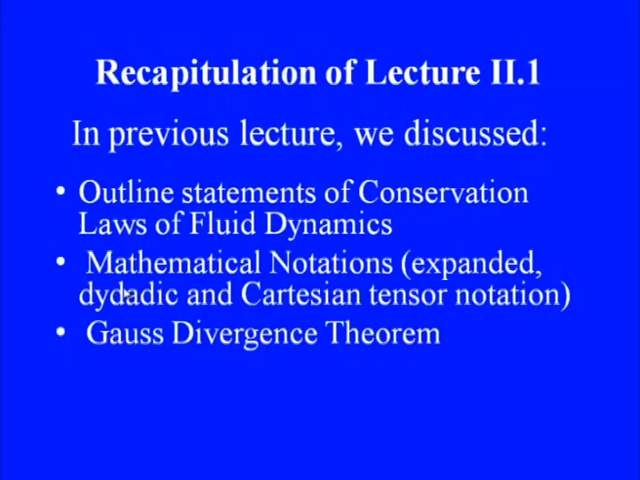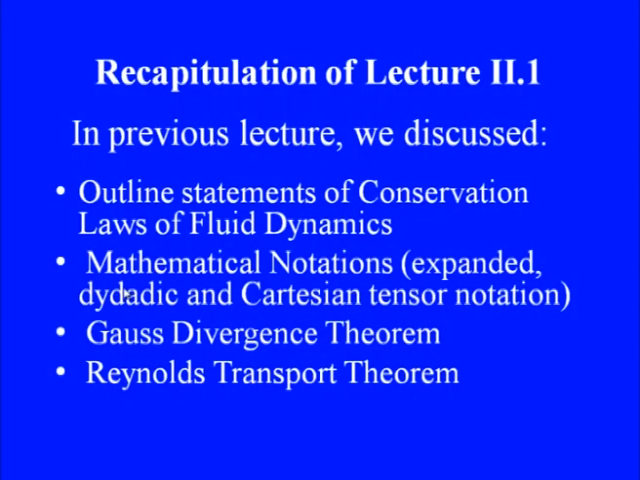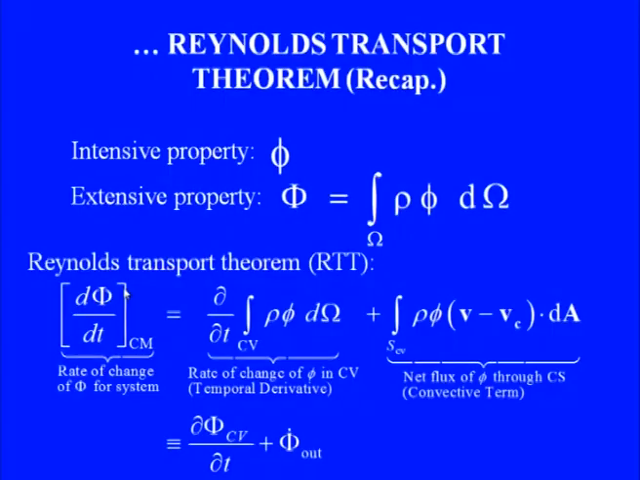The first one was the Gauss divergence theorem, which we said we are going to use primarily for changing volume integrals into surface integrals and vice versa. And the last theorem which we discussed was what we called the Reynolds transport theorem, which allows us to change quantities expressed for a control mass system into a control volume based representation and vice versa. We will have a brief recap of the Reynolds transport theorem because this is the one which we are going to use very often today and in the next few lectures.